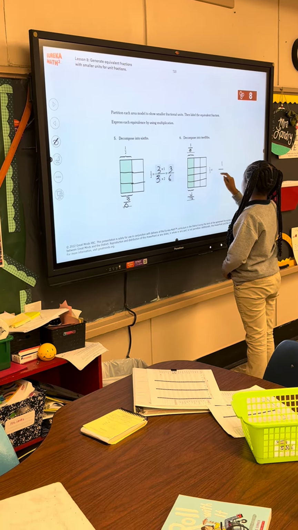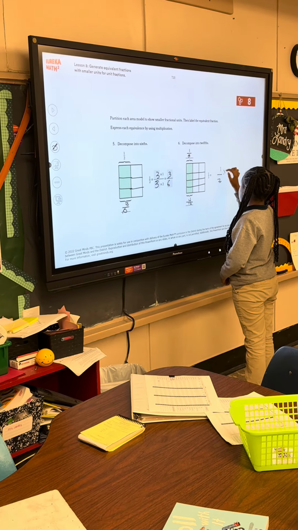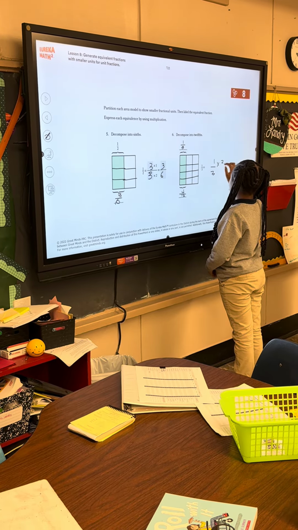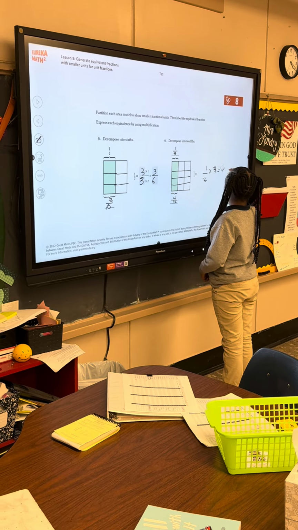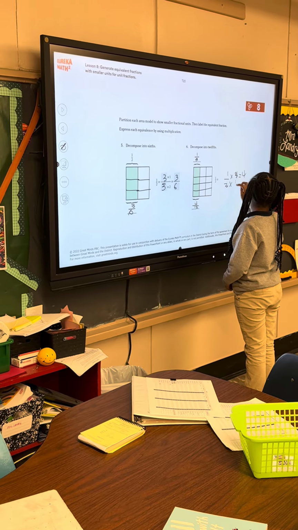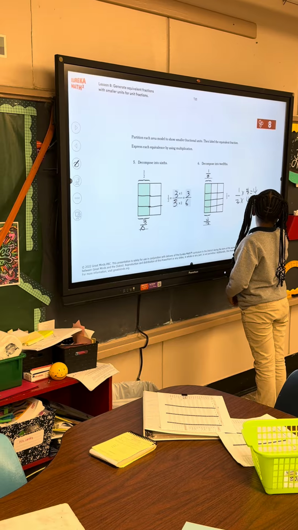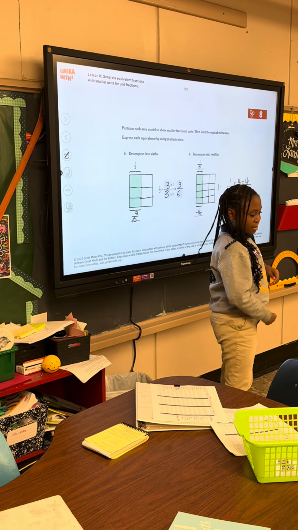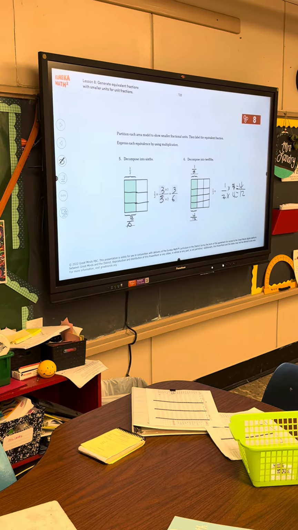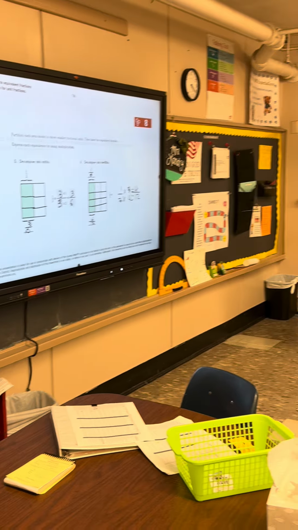1/3 times 4/4. 1 times 4 will get you 4, and then 3 times 4 equals 12. So good, you multiply both of them by 4. So 1 times 4 is 4, and 3 times 4 is 12.